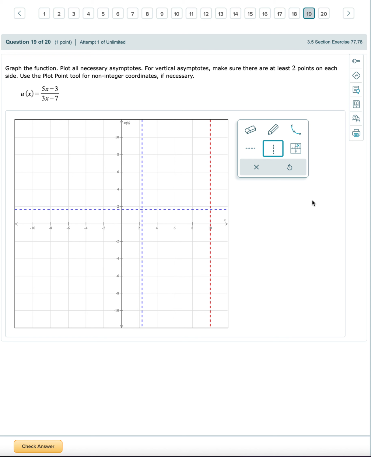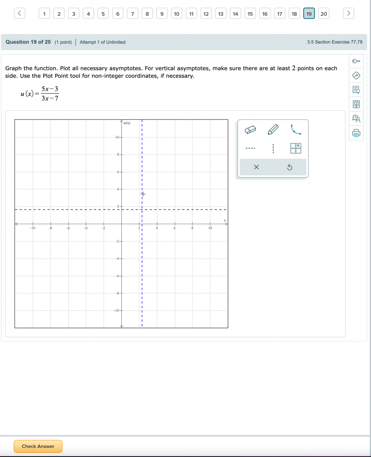So we're finished with our asymptotes, but let's just click that to get rid of it. It does say plot the asymptotes, and we did plot the horizontal and the vertical asymptotes. And we did need the plot point tool for the non-integer coordinates. Actually, we used those for the asymptotes. But now we need 2 points on each side, and they always ask you to have 2 points on each side of the vertical asymptote.